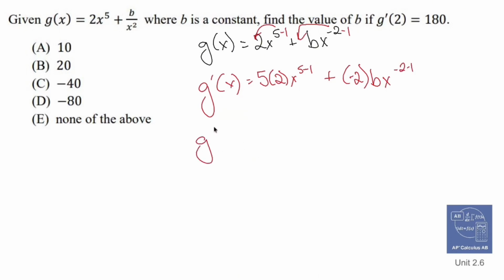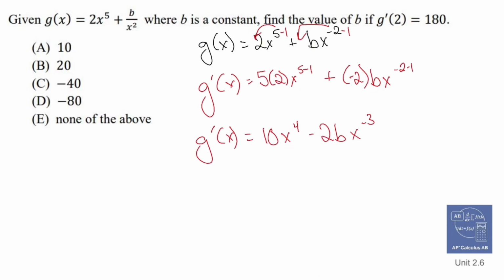Okay, so simplifying that, g prime of x is going to be 5 times 2 is 10, x to the 5 minus 1 is 4, plus, actually minus, so let's get rid of that. Minus 2b, x to the negative 3rd. Shakespeare joke. It's okay. Now what do I do?